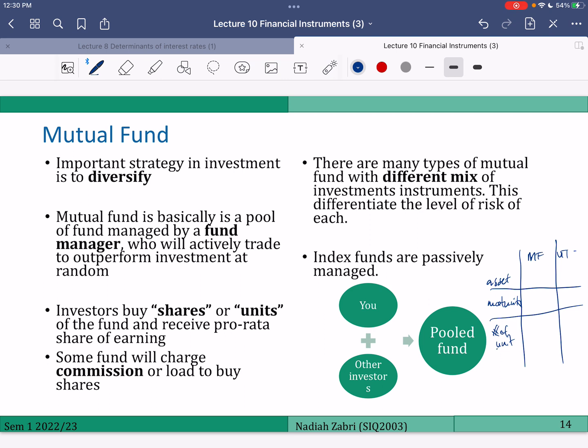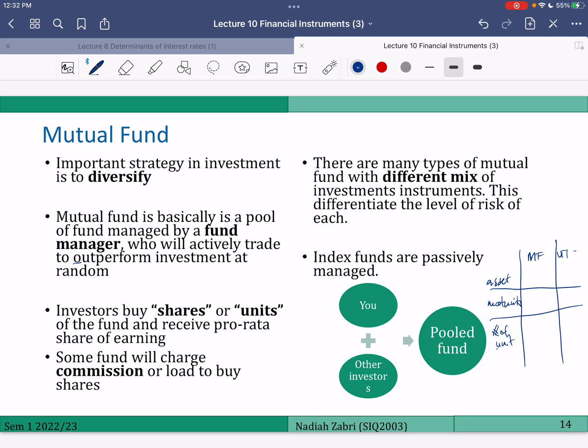Now let me introduce you to the concept of mutual fund. Before that, I just want to share an important strategy in investments, which is to diversify. Meaning you should not put all of your eggs in one basket, but spread them across many different instruments. When you spread across many different instruments, your return will be more stable.